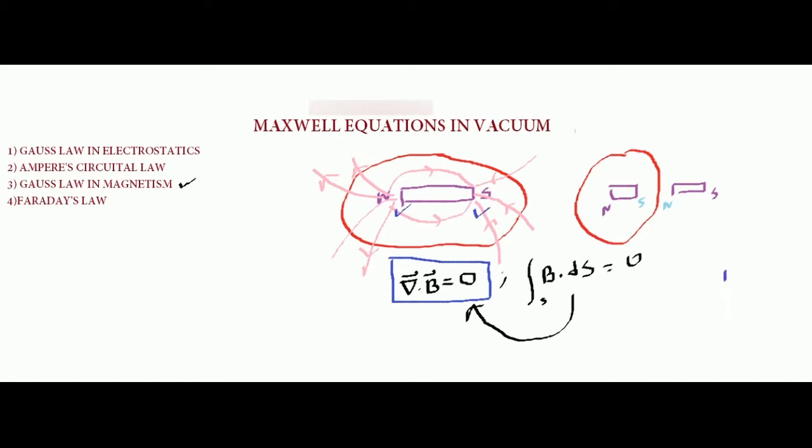If there were an individual north pole, then we could have done something. But since the north pole and south pole are not individual, and are always sticking together, the net flux is always zero for a magnetic field, whatever it is. Then comes Faraday's law. Agreed?